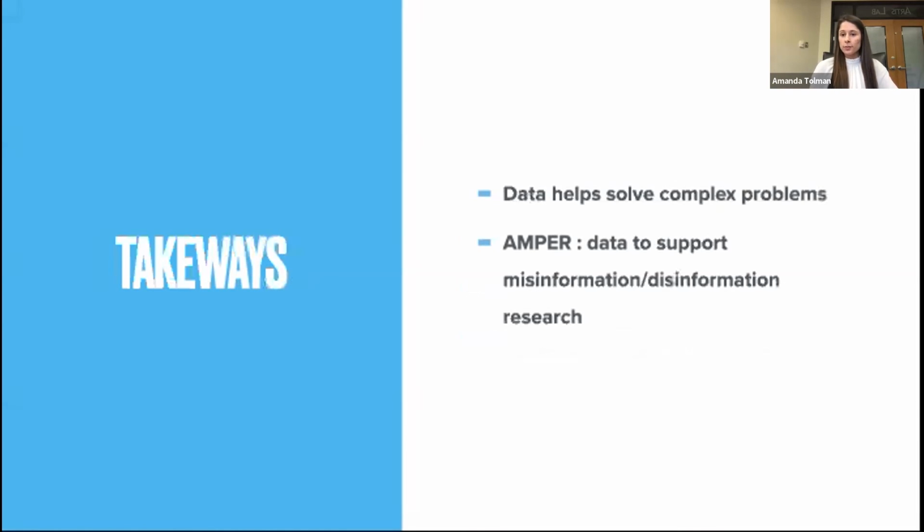The takeaways I want to present to you today are that data is used to help us solve these complex problems in misinformation, and AMPER is a way to provide researchers the large data sets they need to support their research efforts in misinformation and disinformation.